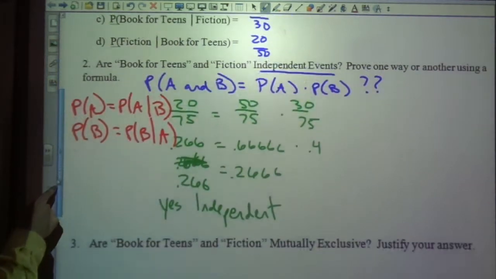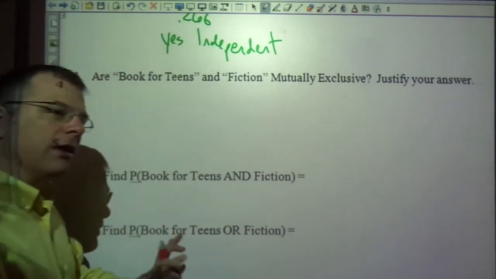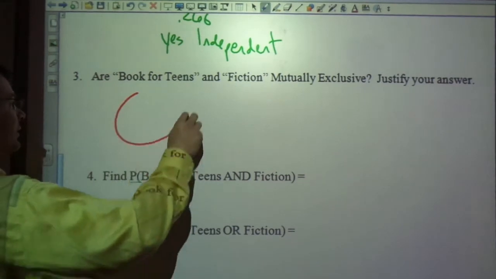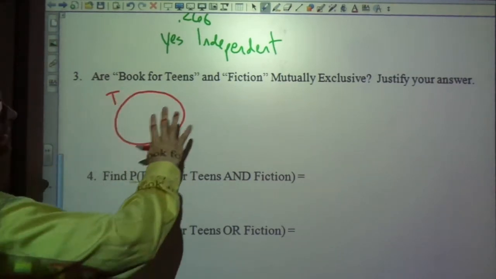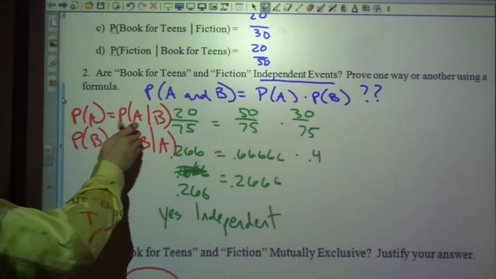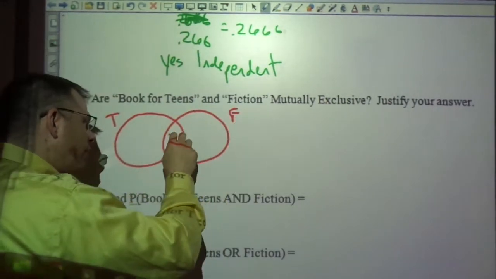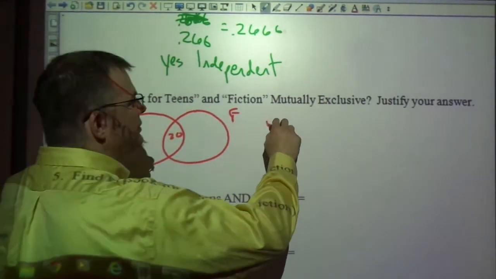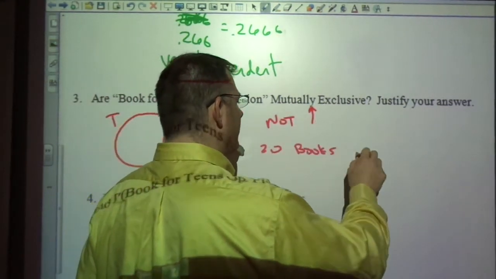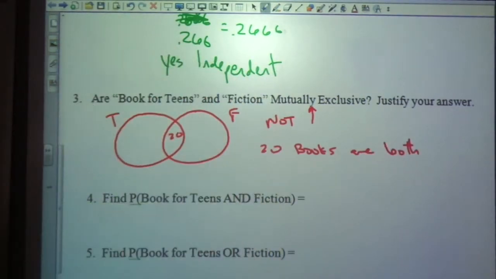Okay, the next one asks, are they mutually exclusive? That means, are the two outcomes separate, or is there any way they can both happen? Can you have books that are both for teens and also fiction? Or are there some books that are both? Well, we just found there were 20 books that were both. There is an overlap. Here's our fiction. There are 20 books that are in both, so they are not mutually exclusive. If you couldn't possibly have both, then they would be separate and they'd be mutually exclusive.